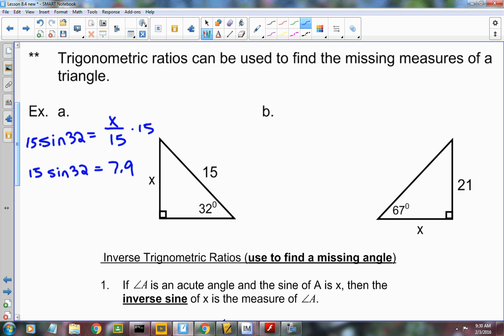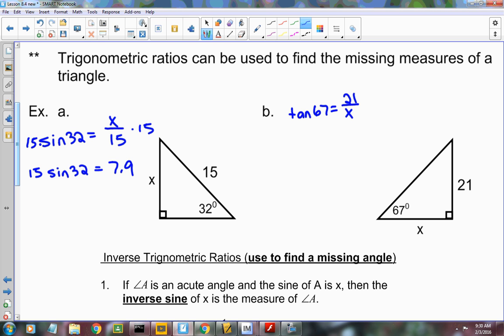Okay, let's do the next one. Okay, we have a 67-degree angle. We're looking for which side? Adjacent, and we know the opposite. So which one works with opposite and adjacent? Tangent, right? Okay, because that's the TOA part, opposite over adjacent. So we do tangent of 67 equals opposite over adjacent.